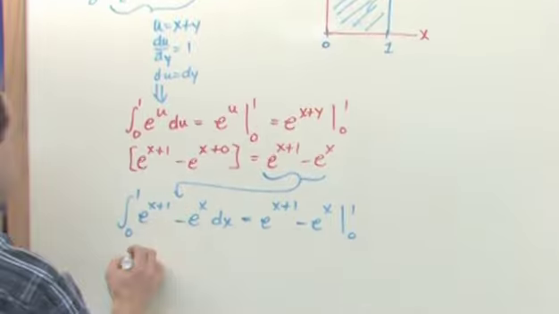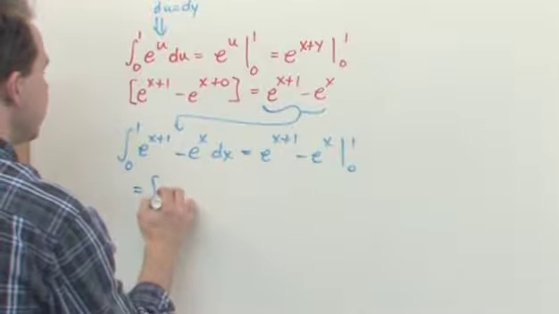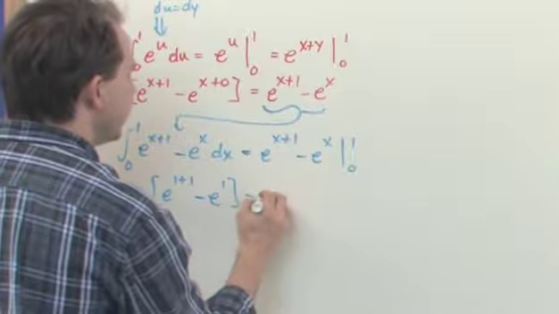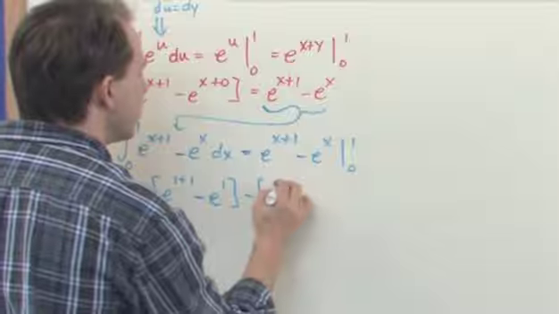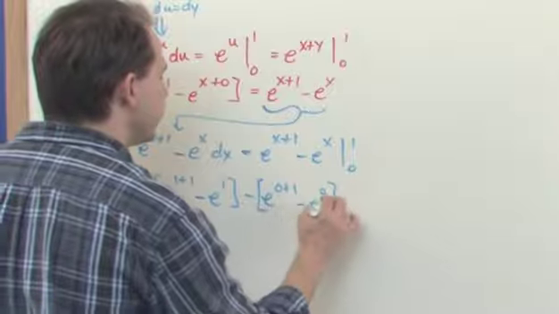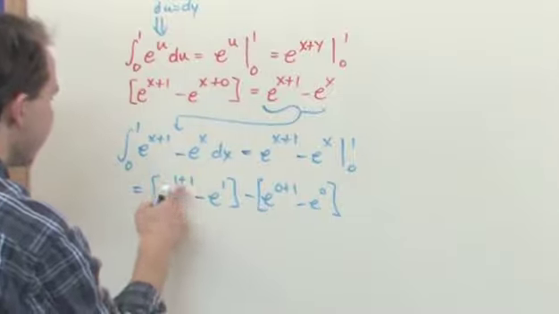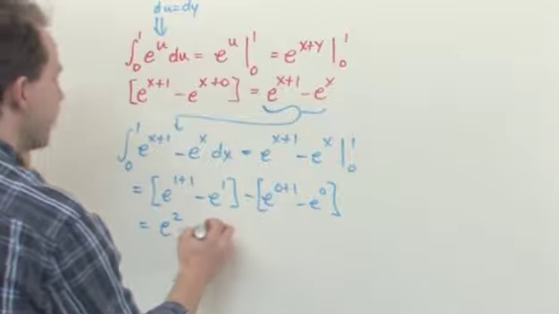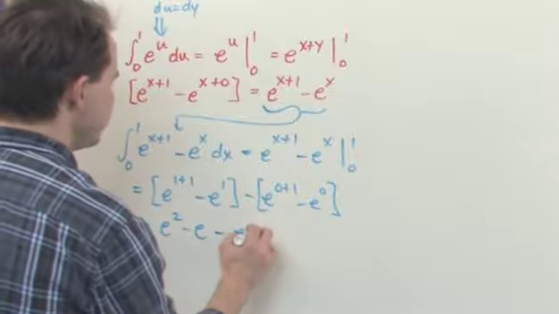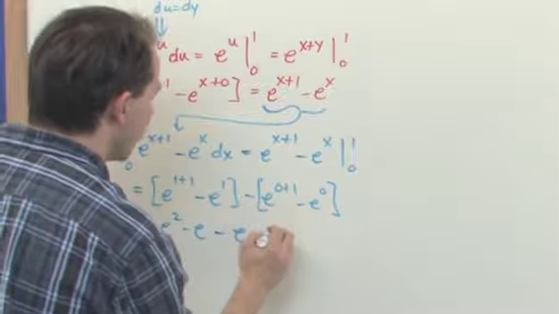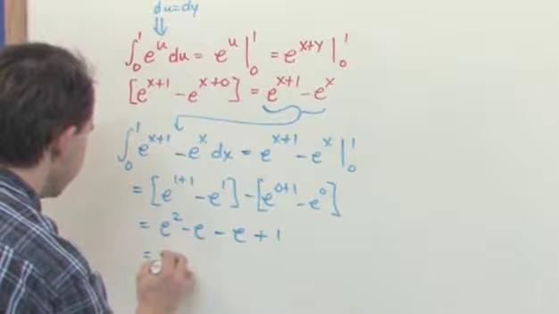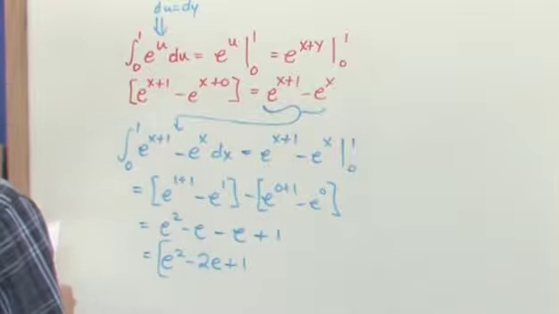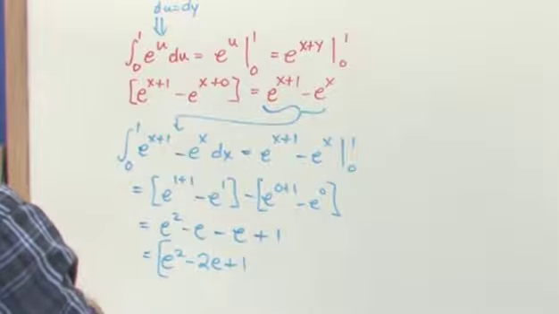And when I plug in for the top, I'm going to have e to the 1 plus 1 minus e to the 1 minus e to the 0 plus 1 minus e to the 0, okay? So here I'm going to have e squared minus e, and then here I'm going to have minus e plus 1. So I'm going to have e squared minus 2e plus 1. e squared minus 2e plus 1. That is the answer to the double integral.